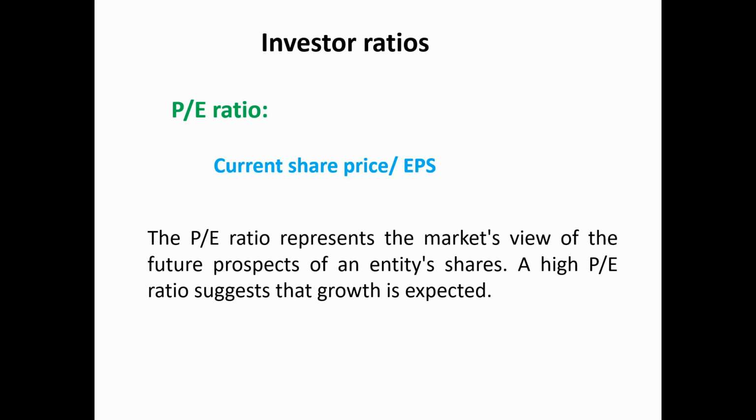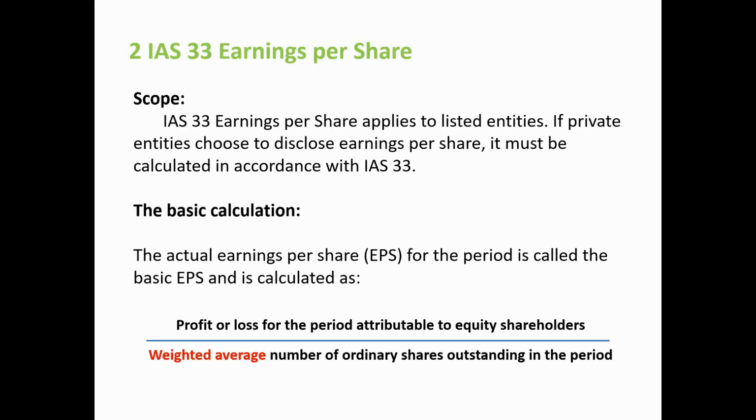It means that if the PE ratio of a particular company shows more when compared to the previous period, then investors may decide to invest. The second most important ratio is earnings per share. This is also one of the key ratios for evaluating company performance, and the calculation of EPS differs in different situations.